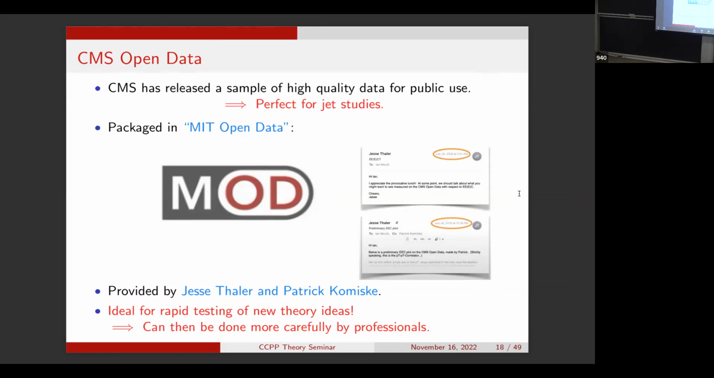This is not very good if you want to, for example, discover the Higgs. But if you just want to look at jet properties, every event has jets, so it's actually quite good for testing out these ideas. This has been packaged in what is referred to as MIT Open Data, and this was provided for us by Jesse and Patrick.